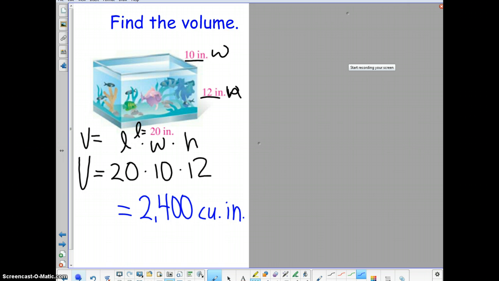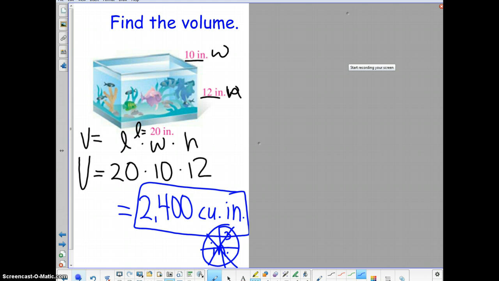Cubic inches. I would not like you to do this with that 3. We don't. No. Okay, 2,400 cubic inches. Stay with the abbreviations there, and that would be 2,400 cubic inches is the volume of that aquarium right there. Give you a sec to copy that down into your notes. Then we'll be moving on to another example here on the right.